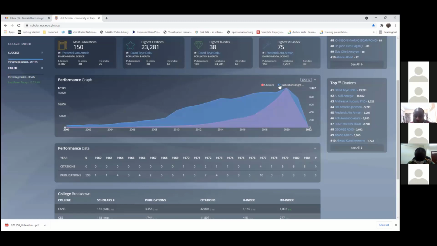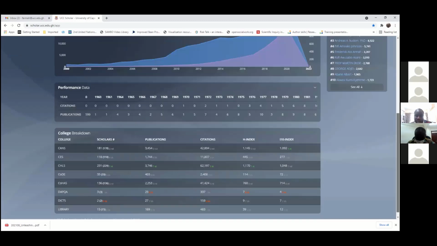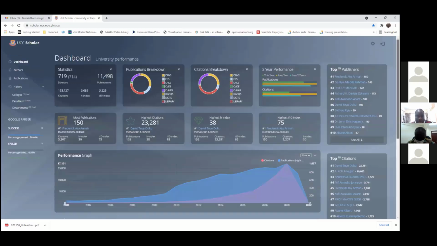The information that we get from this bibliometric analysis is twofold. The first is that it helps university management at different levels, whether it is an HOD, a dean, or a provost, or even the vice chancellor, to make management decisions concerning the research output of faculty members. And then it is also a diagnostic tool. It helps us to know areas where we are not faring well, and areas that require attention. It's very, very important. Now, this is just the dashboard.